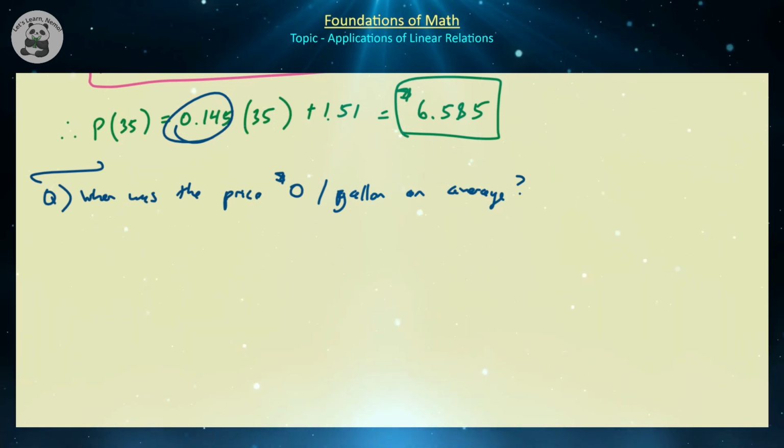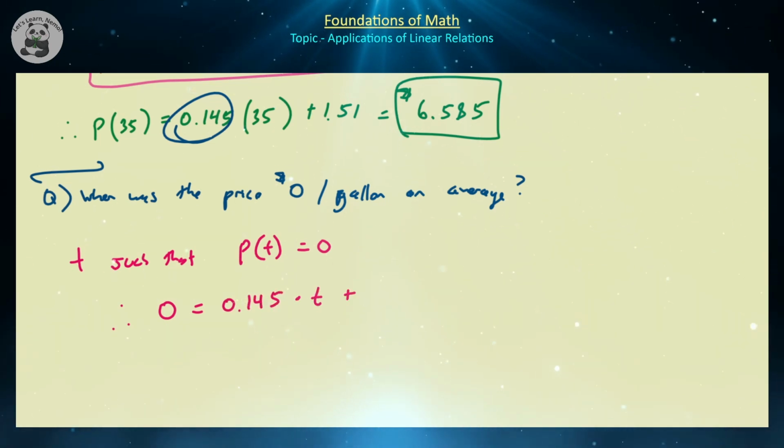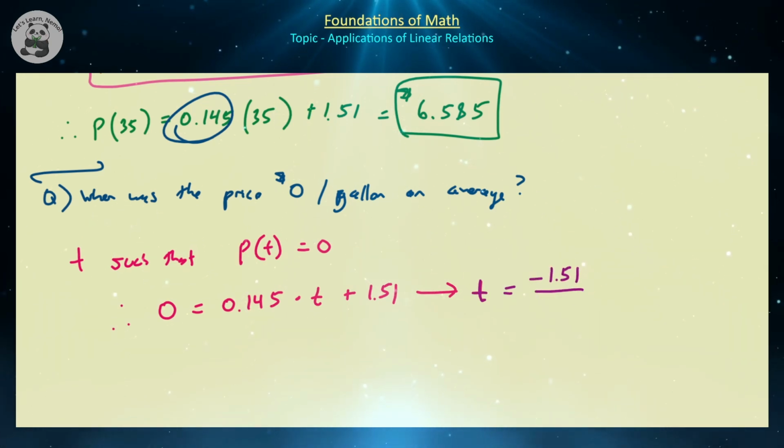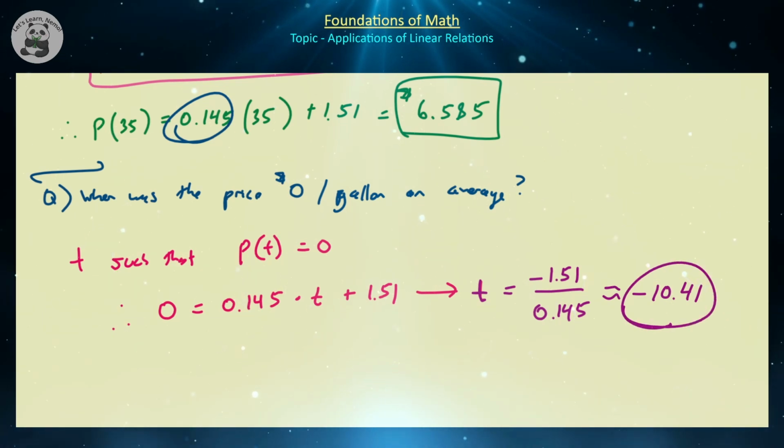So what we can do is we can find the time t such that P of t is equal to 0. That is, we seek to solve the equation 0 is equal to 0.145 times t plus 1.51. If we solve this equation for t, we can easily get that t is going to be equal to negative 1.51 divided by 0.145, which is approximately equal to negative 10.41. And keep in mind, this unit is in years.